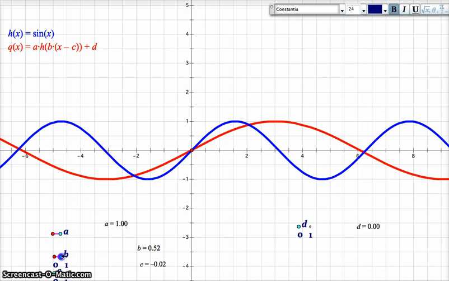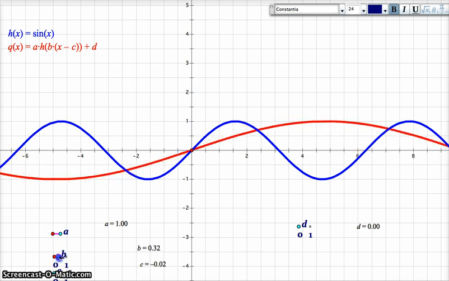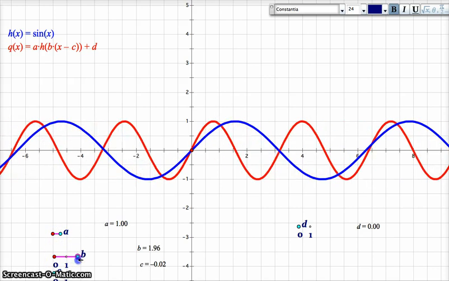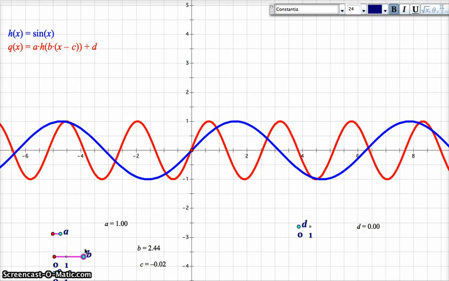If I made B around 1/3, so around 0.33 somewhere, my original graph took me a little more than 3 to go up and down, and my new graph takes a little more than 9, 3 times 3, to go up and down. So the effect of B is to affect the horizontal shift, and it works sort of backwards because it's inside the function. That's enough on individual transformations. I'm going to make one more video, which I will also post, which will look at combined transformations.